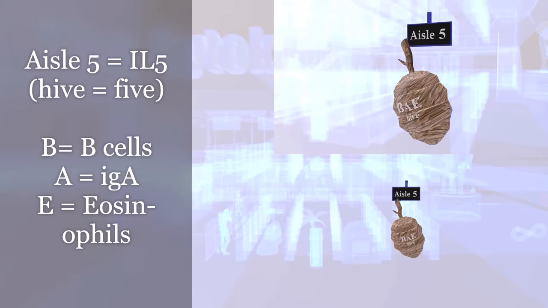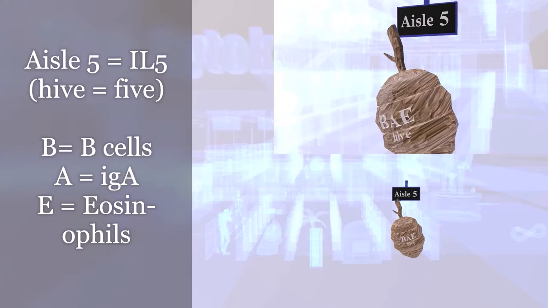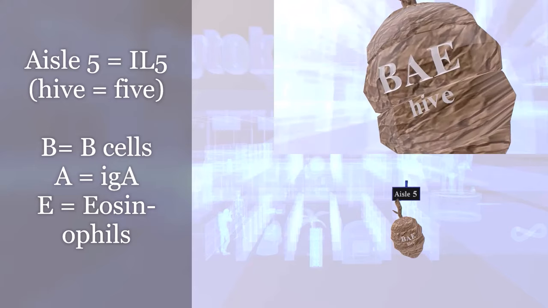In IL-5, I found the hive, this huge hive blocking the aisle. So hive reminded me I was in IL-5. The hive said "the beehive" or "the bay hive." It wasn't a beehive, it was a bay hive. Bay is going to help us remember different features of IL-5.